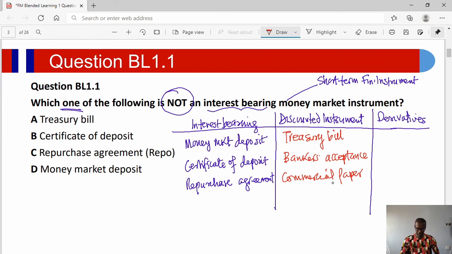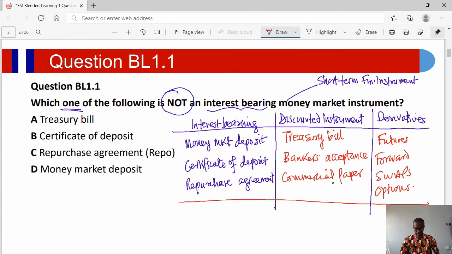Then derivatives, we have something like futures, forward contract, swaps, options, and so on. So please ensure that you have gone through your notes thoroughly. You know how to categorize money market instruments. Besides their being short-term financial instruments, know how to categorize them. And once you know how to categorize them, you should be fairly able to attempt some of these questions.